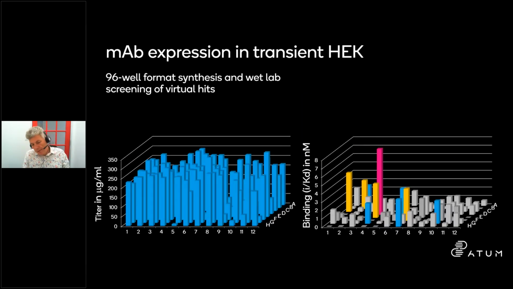Then we built this nice system that we use for a lot of our fee-for-service business, where we make 96-well antibody proteins. We can do that nicely in just transient expression in HEK cells. In a typical example, you do a 96-well plate, look at the titer of all these different antibodies, and you get a fairly nice and even distribution. You can then take that same plate and look at things like binding, for instance. So we're looking at the KD, or 1 over KD, as a function of plate location.